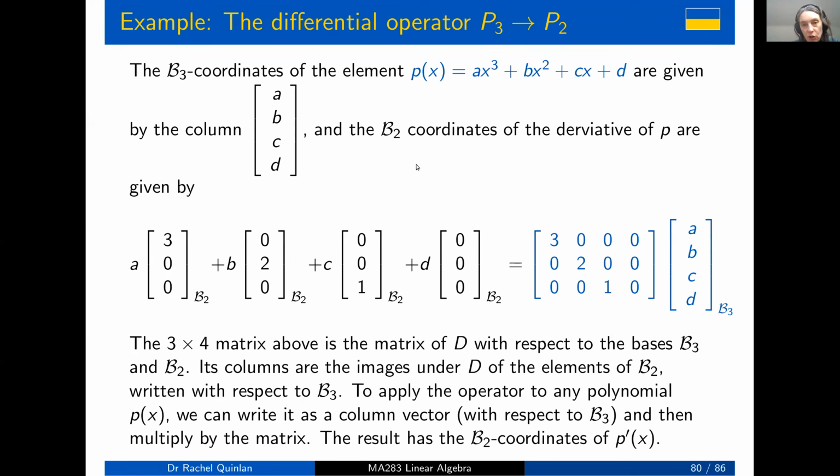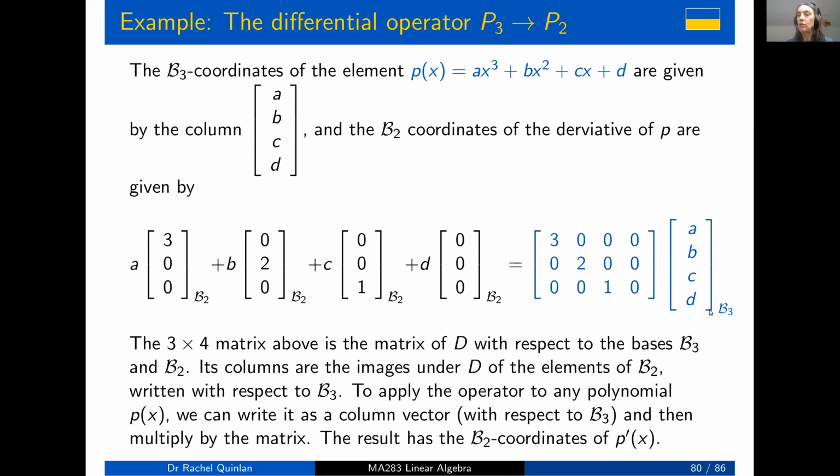So basically, the B2 coordinates of the derivative of this general polynomial p are given by a times the derivative of x cubed, which in B2 coordinates is that column, plus b times the derivative of x squared, which in B2 coordinates is this column, and so on. And that, of course, is nothing but a linear combination of these four columns with coefficients a, b, c, d. So yet again, it's a matrix vector product. It's this linear combination of columns. This 3x4 matrix, multiplied by the vector a, b, c, d.